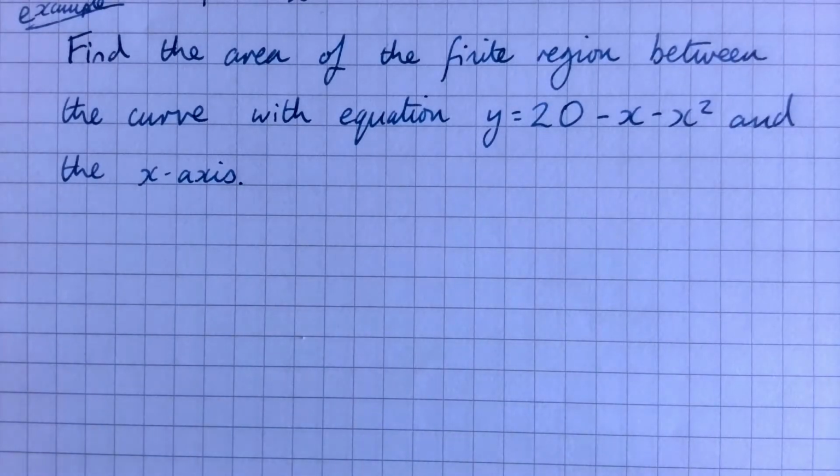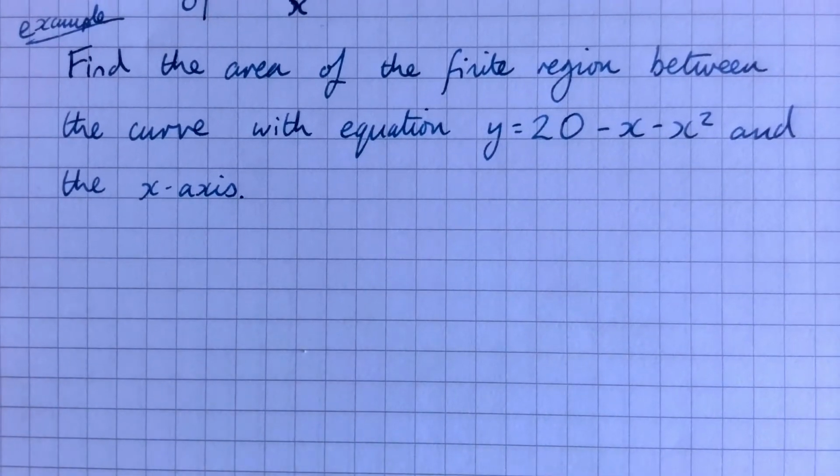So here's the only example I'm going to show you today, finding the area of the finite region between the curve with equation y equals 20 minus x squared and the x-axis.